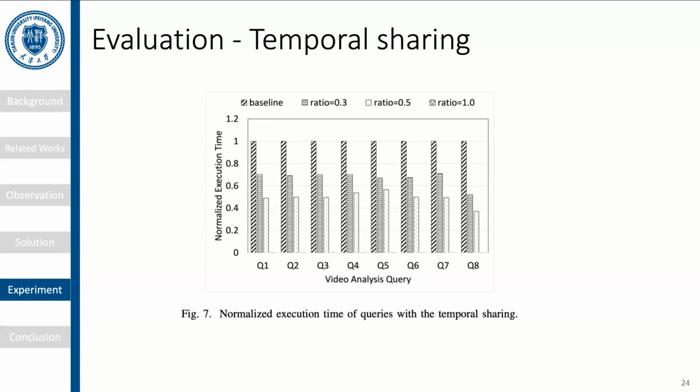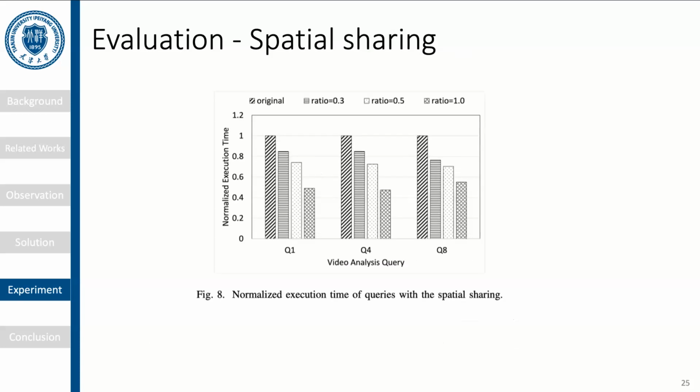First, as shown in this picture, the performance benefit of temporal sharing is obvious. When the overlap ratio is 1, DVQShare can help achieve about 100% performance improvement in all 8 queries. Next, with spatial sharing, we can get a speed-up ratio of up to 2 when the overlap ratio is 1.